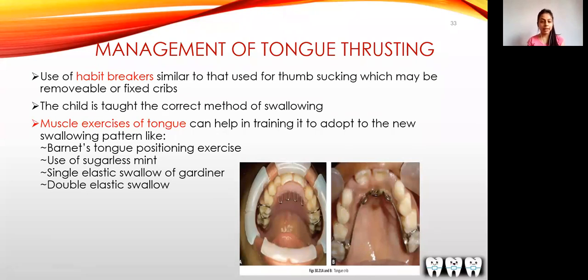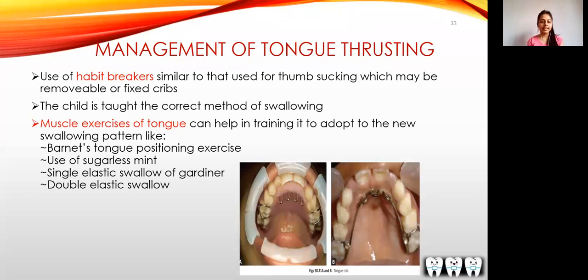Now let's talk about the management of tongue thrusting. Habit breaking appliances similar to those used for thumb sucking can be used, which may be removable or fixed palatal cribs. The child is taught the correct method of swallowing, in which the tongue contacts the anterior part of the hard palate rather than the teeth.